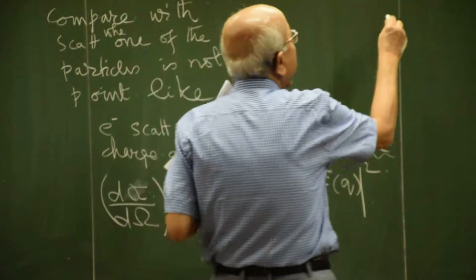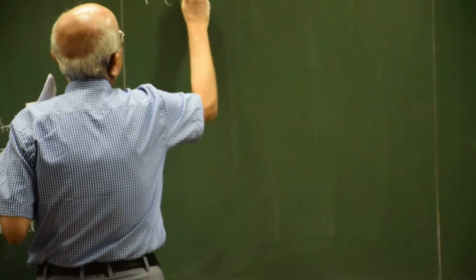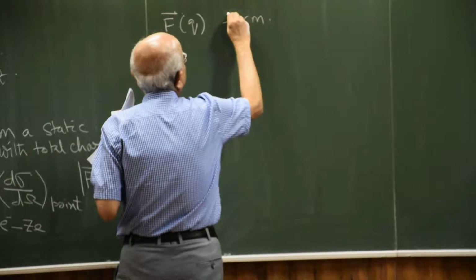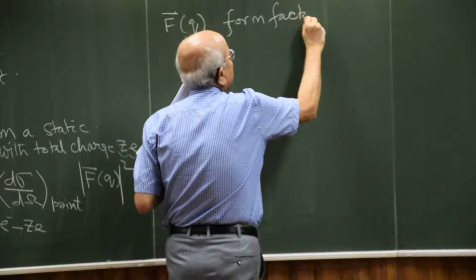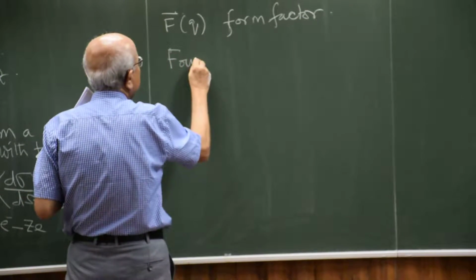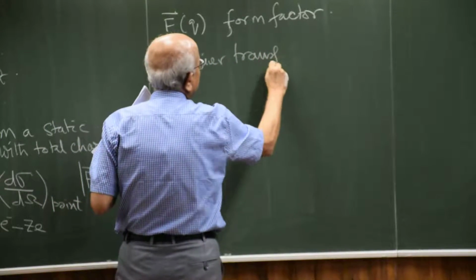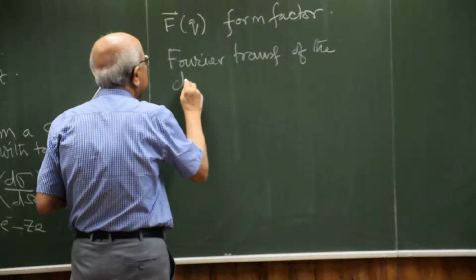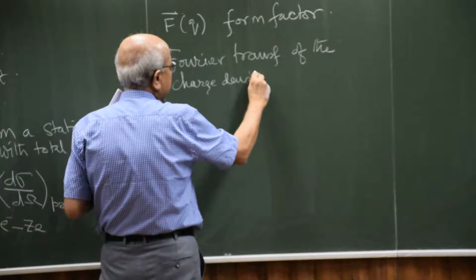f of q square, where this f of q square is called the form factor, which is the Fourier transform of the charge density.